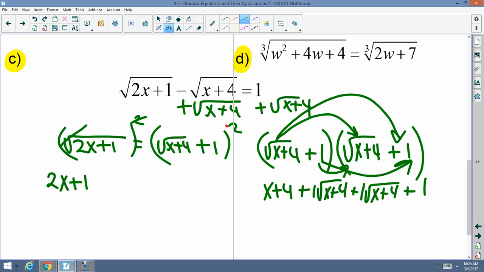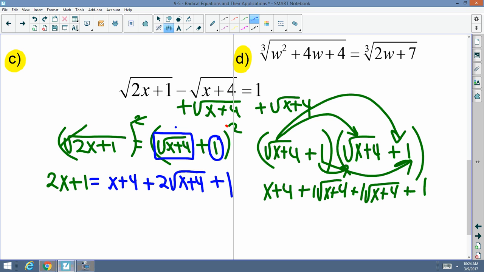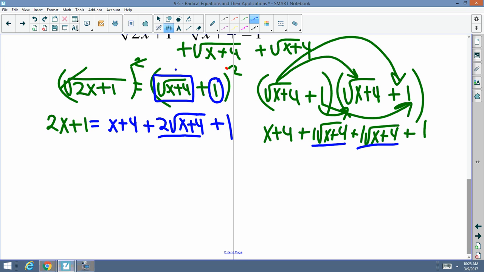Or you could have done this. First term squared, x plus 4. There's a plus there, so plus 2 times the first times the second, 2 square root of x plus 4, plus second term squared. Bam. That's the better way. That's the quicker way. It's the easier way. But you can do it either way. I don't care if you do it long or not. Remember, 1 square root of x plus 4 plus another square root of x plus 4 gave me the 2 square root of x plus 4, because you can add like radicals. You add their coefficients.